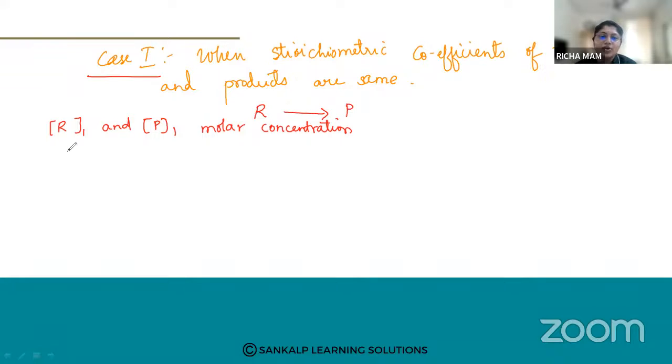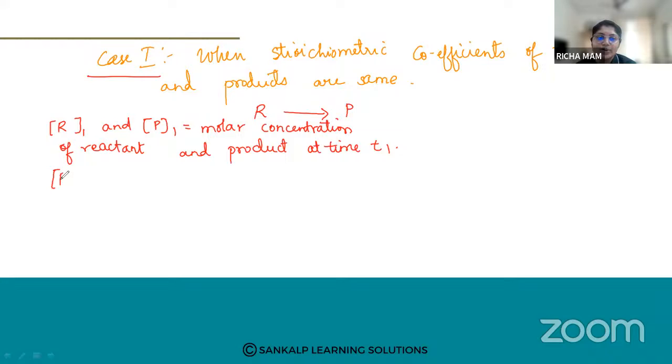Okay, of what? Of reactant and product at time t1. So what is R and P? R is reactant, P is the product. So let R1 and P1 be the molar concentration of reactant and product at time t1.